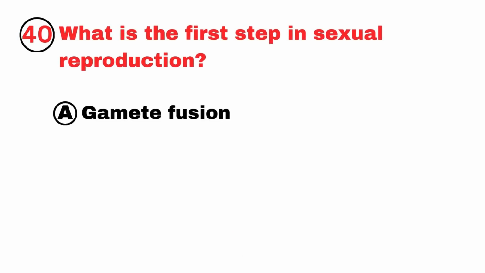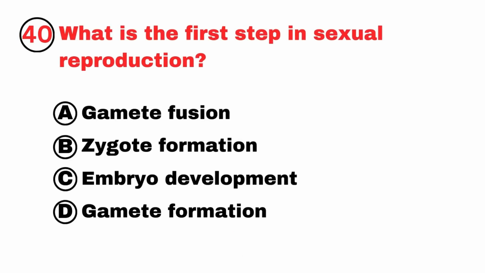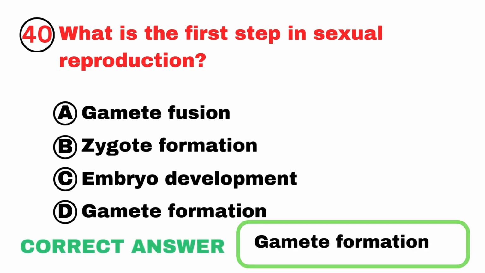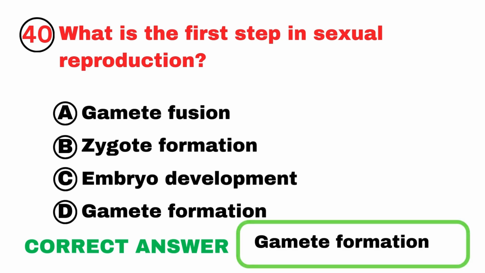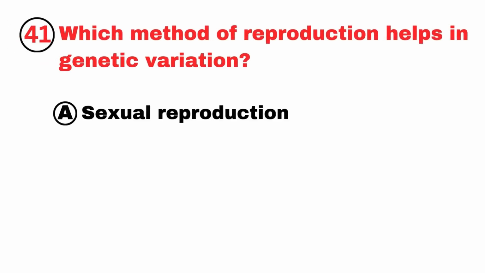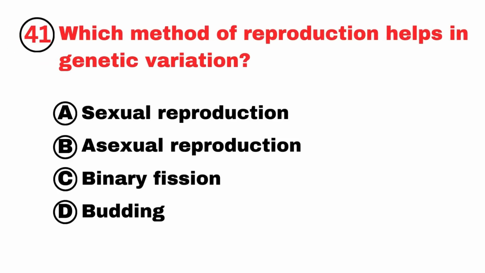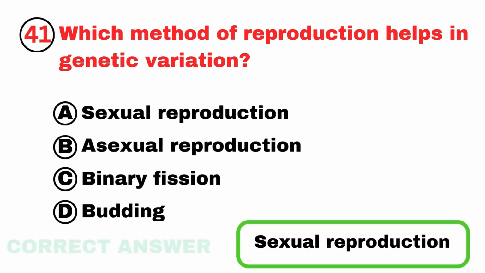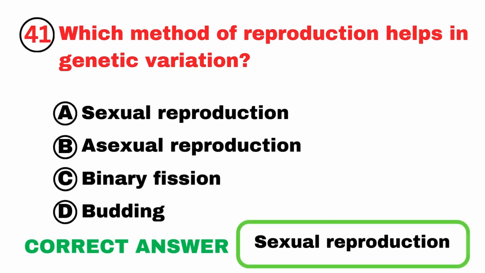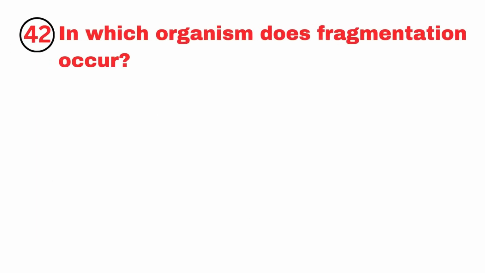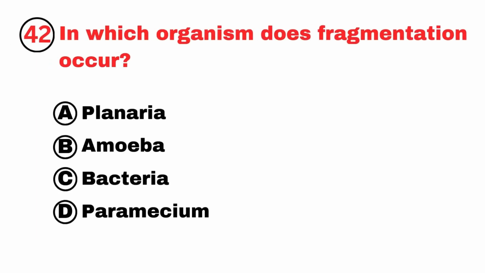What is the first step in sexual reproduction? Gamete formation. Which method of reproduction helps in genetic variation? Sexual reproduction. In which organism does fragmentation occur? Planaria.